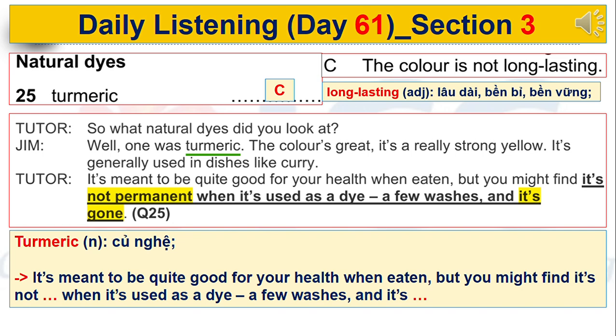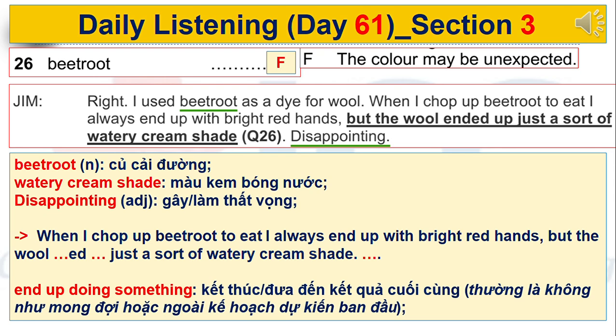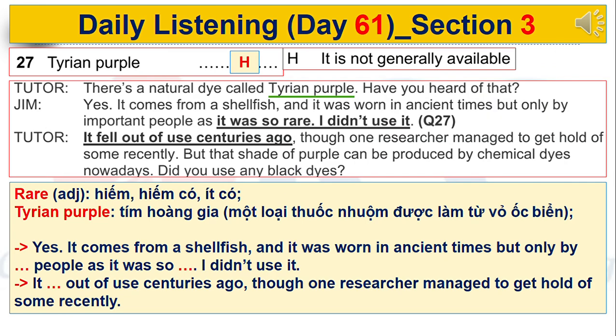Right. I used beetroot as a dye for wool. When I chop up beetroot to eat, I always end up with bright red hands. But the wool ended up just a sort of watery cream shade. Disappointing. There's a natural dye called Tyrian purple. Have you heard of that? Yes. It comes from a shellfish, and it was worn in ancient times, but only by important people, as it was so rare. I didn't use it. It fell out of use centuries ago, though one researcher managed to get hold of some recently. But that shade of purple can be produced by chemical dyes nowadays.